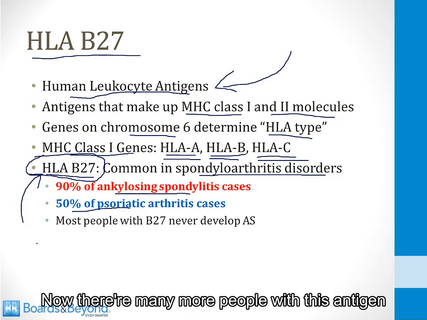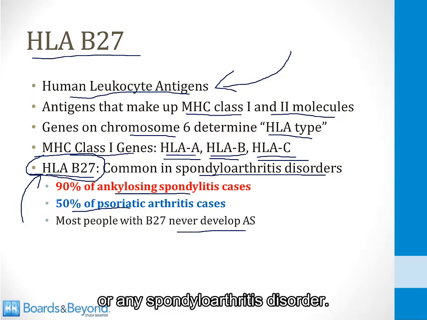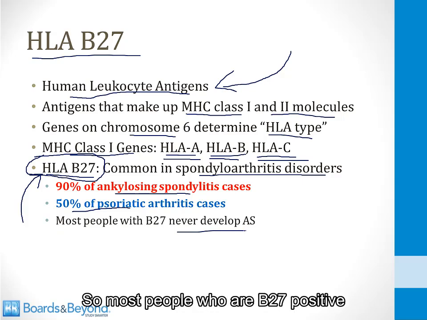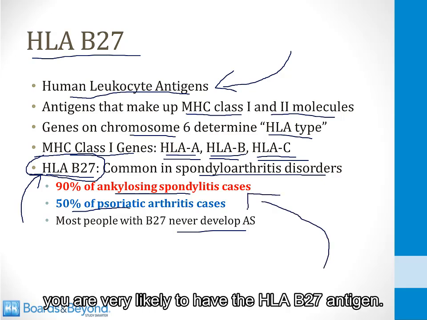Now, there are many more people with this antigen who never develop ankylosing spondylitis or any spondyloarthritis disorder, so most people who are B27 positive will never develop disease. However, if you do develop disease, you are very likely to have the HLA-B27 antigen.